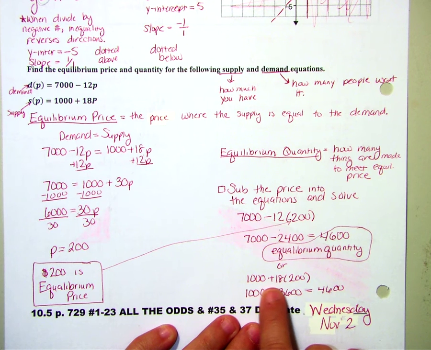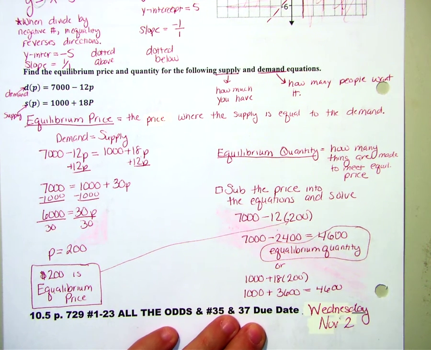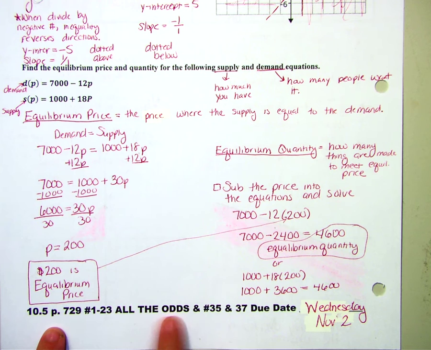1,000 plus 18 times 200. 18 times 200 would be 3,600. Add that to 1,000, you still end up with 4,600. So it didn't matter which equation we plugged it into as long as we plugged it in. That's all that mattered.